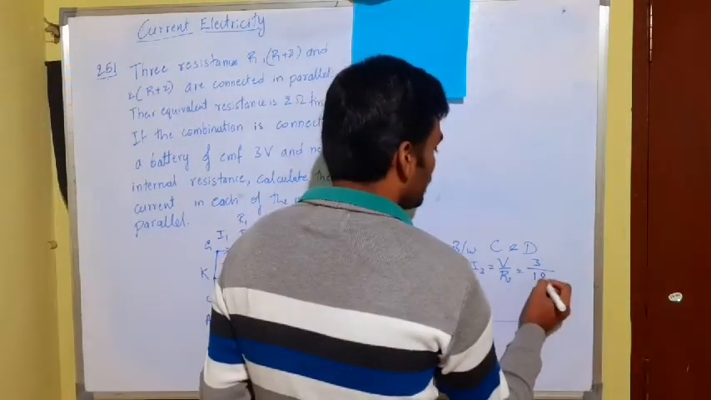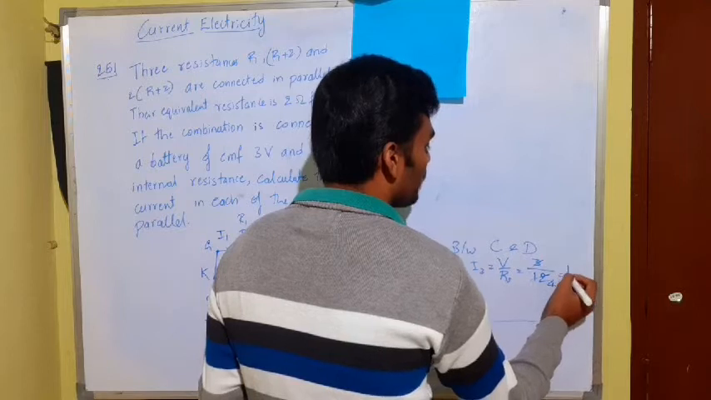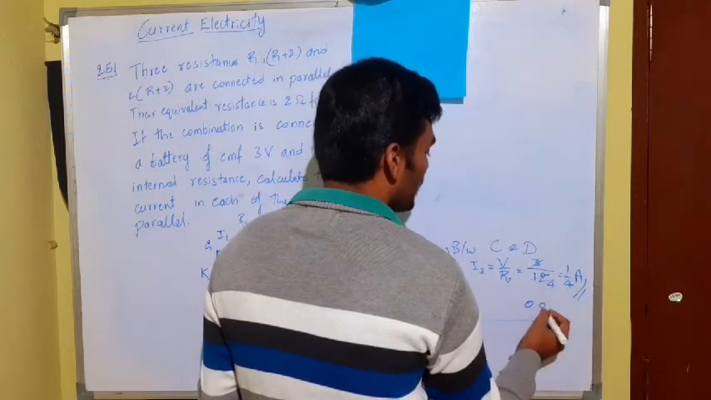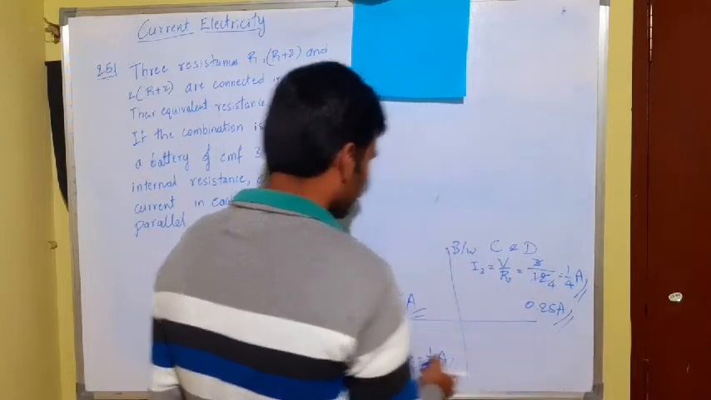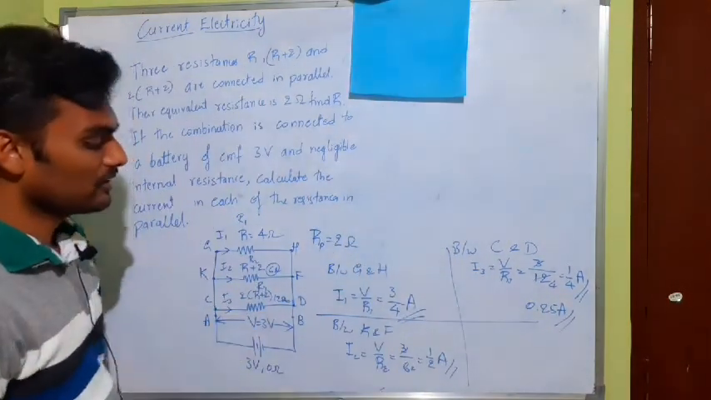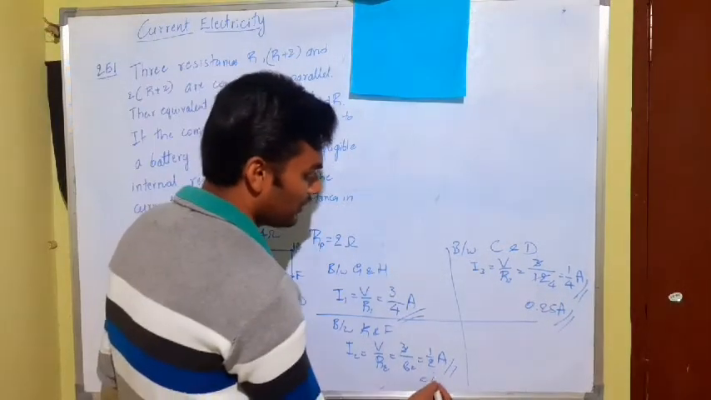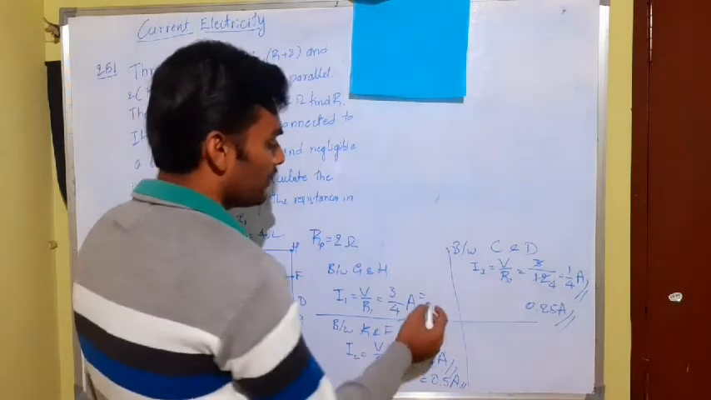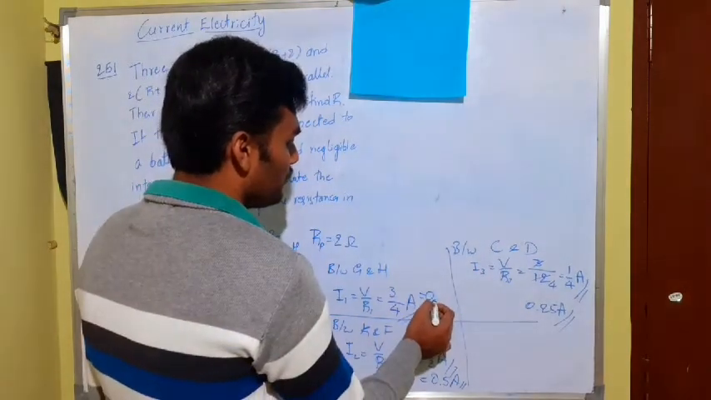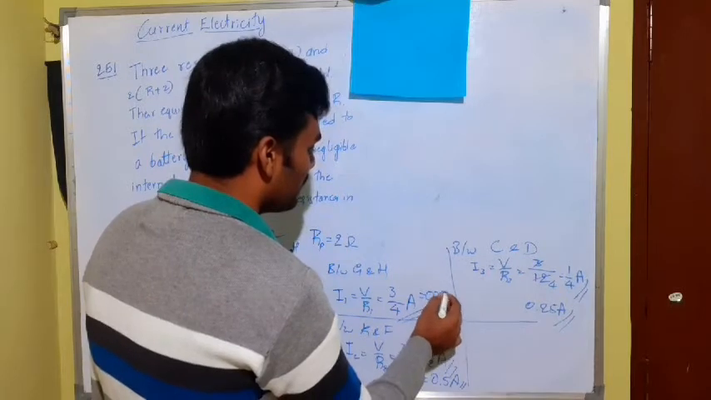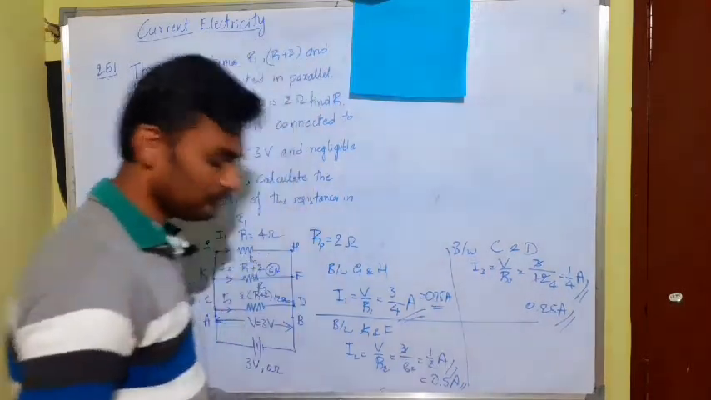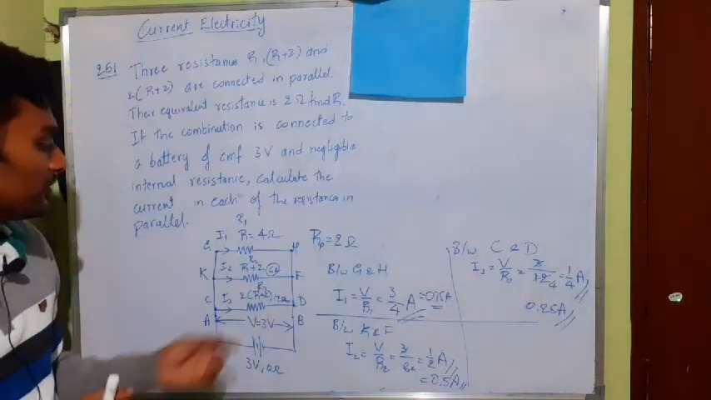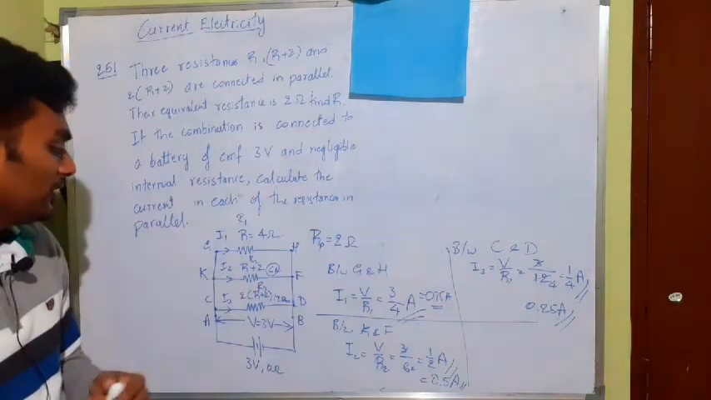So it's 3 by 12. So 3 ones are 3, 3 fours are 12. It's 1 by 4 ampere or 0.25 ampere is the current through this branch of the circuit. So we can replace this with 0.5 ampere, and this as 0.75 ampere. Okay, and hence we have the current through each branch of the circuit, each resistor, in other words.